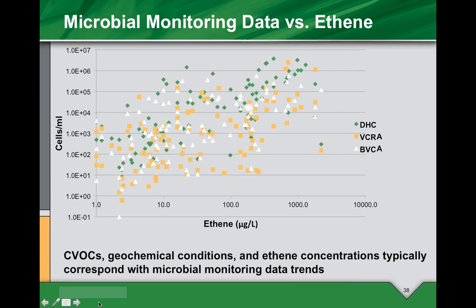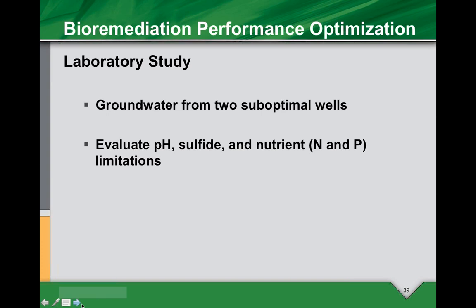And what we see, and that data is then compared with the concentration of ethene in those samples, and we can see there is a positive correlation with increasing cell counts and gene copies relative to the ethene concentration in groundwater samples. Okay, if we could go ahead and advance to the next slide, and I'll go ahead and summarize, and we'll get to questions.